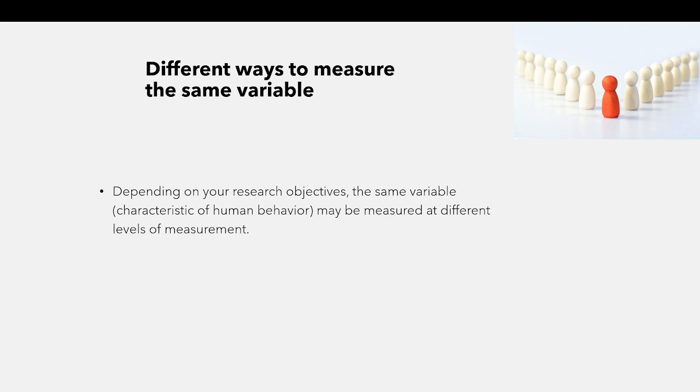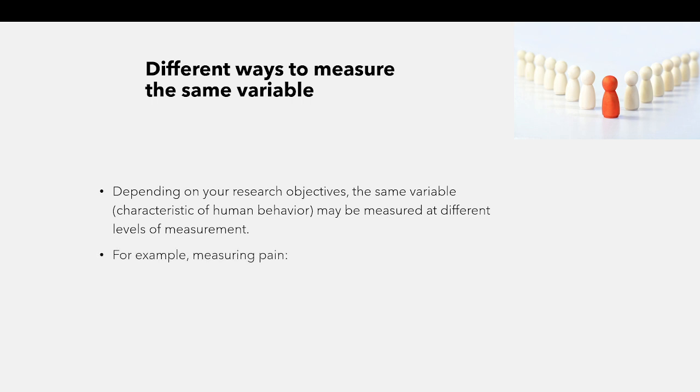And so as such, I'm going to place the emphasis on the way you would move forward as a researcher. Depending on your research objectives, the same variable, being the characteristic of human behavior, may be measured at different levels of measurement. We discussed in a previous video that there are three categories of levels of measurement that we're going to use in this class: the nominal level, the ordinal level, and the interval/ratio level.